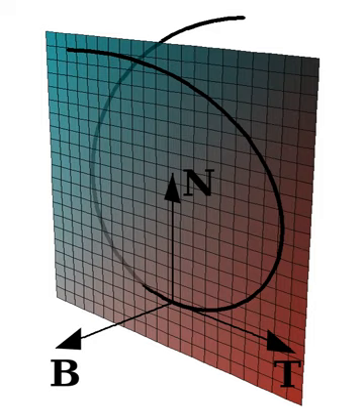The real-valued functions χi are called generalized curvatures and are defined as χi(s) = ⟨ei'(s), ei+1(s)⟩ / ‖r'(s)‖.